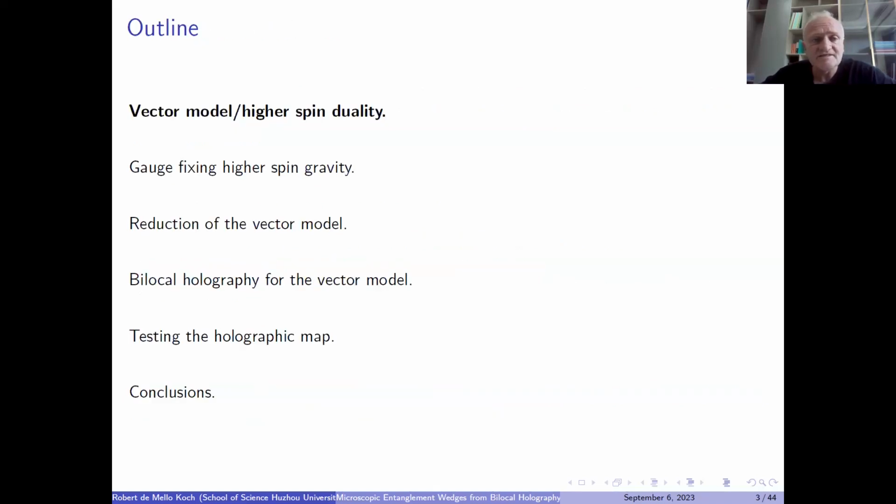So this is the plan of the talk. I'm going to start off just by quickly stating what is the vector model higher spin duality. Then I'll talk about the gauge fixing of the higher spin gravity. We'll then move on to the reduction of the vector model. And then the meat of the talk is when we discuss bilocal holography of the vector model, which is our reconstruction of the dual gravity. And then we'll discuss some tests of the holographic map and wrap up with some conclusions.